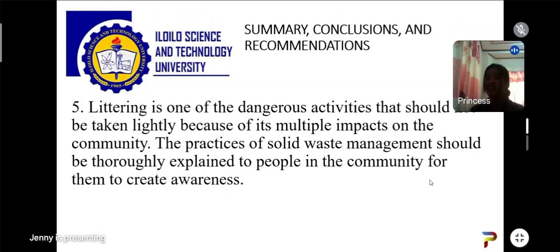Fifth, littering is one of the dangerous activities that should not be taken lightly because of its multiple impacts on the community. So the practices of solid waste management should be thoroughly explained to the people in the community for them to create awareness.